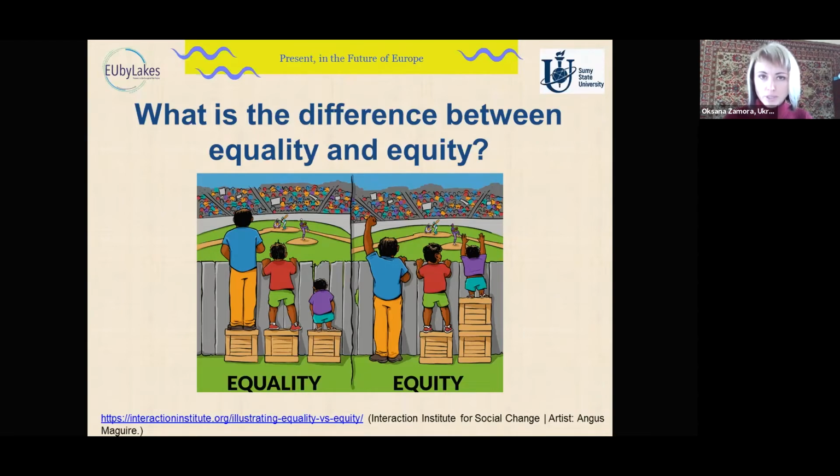Just a fast explanation for those who didn't know the difference: equality means the same attitude to everyone, but equity means a fair attitude according to the needs. So these are two basic differences. Equality, same attitude to everyone. Equity, fair attitude according to the needs.